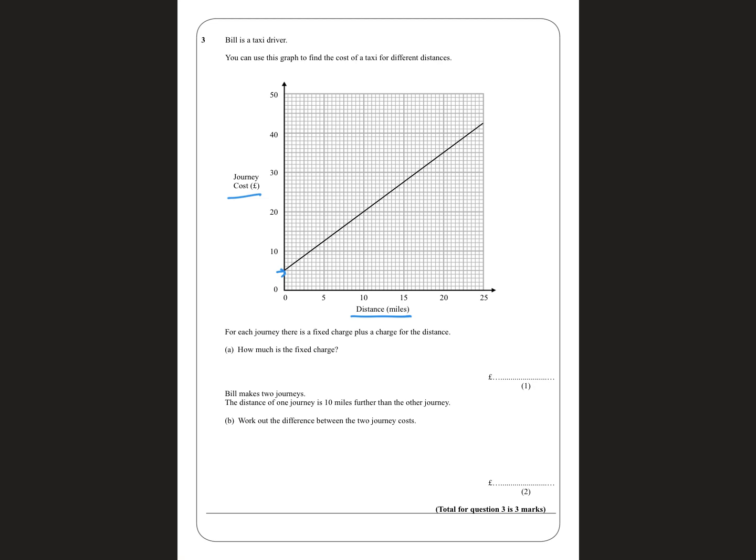And it's asking us then, how much is this fixed charge? So that's exactly halfway between 0 and 10. So that means that the fixed charge would be £5. Now Bill makes 2 journeys. The distance of one journey is 10 miles further than the other journey. Work out the difference between the 2 journey costs. Okay, so let's say one of his journeys is 10 miles. And because there's a 10-mile difference, so the other one then would be 20 miles.